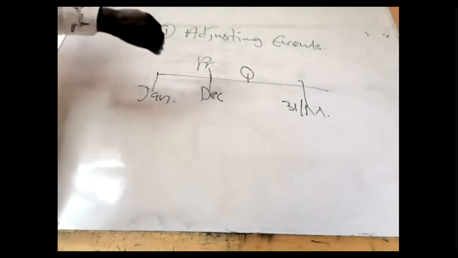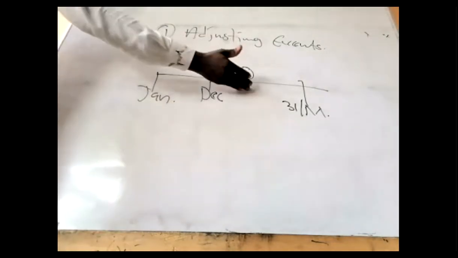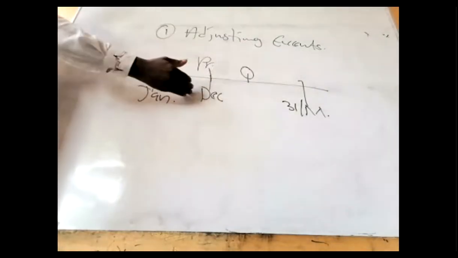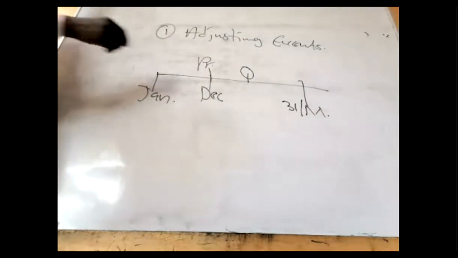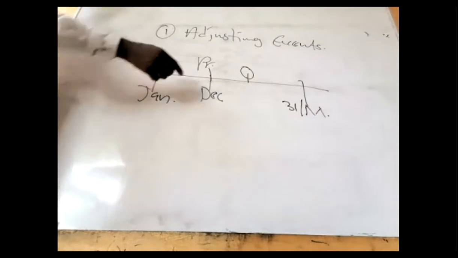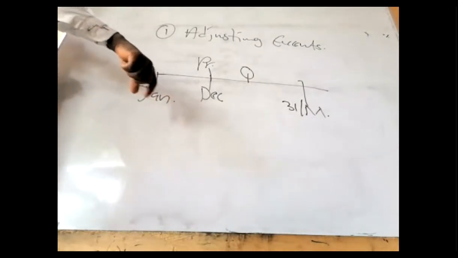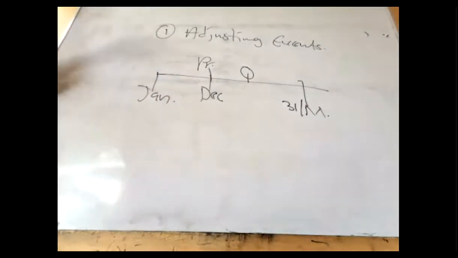So adjusting events are events after the reporting period that provide evidence of its existence before the year end. So if it existed before the year end, why is it that we don't include it? Just that we see it happen after.